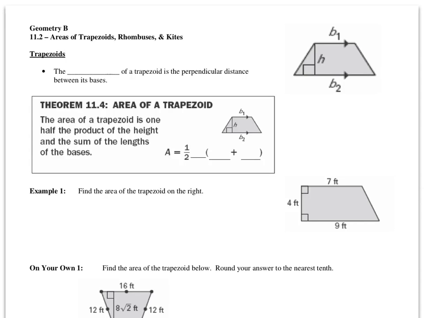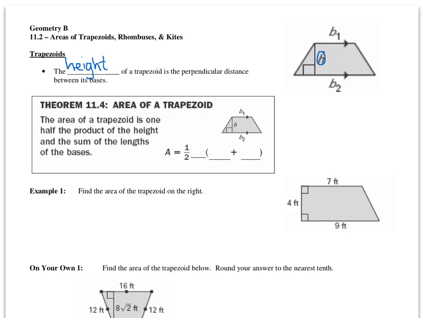Hi class, this is lesson 11-2, areas of trapezoids, rhombuses, and kites. So first we're going to talk about trapezoids. The height of a trapezoid is the perpendicular distance between its bases.